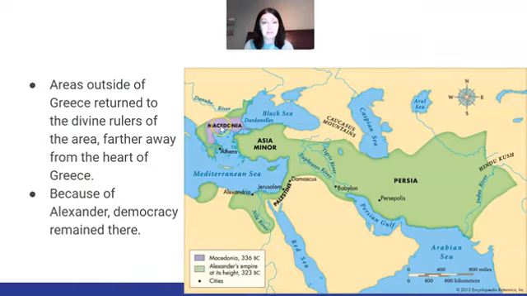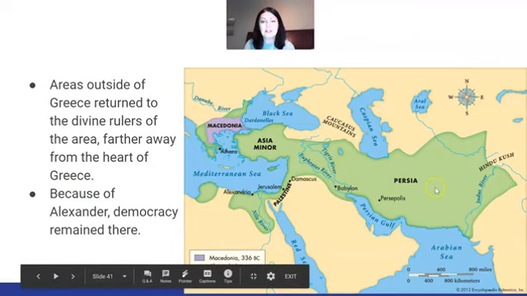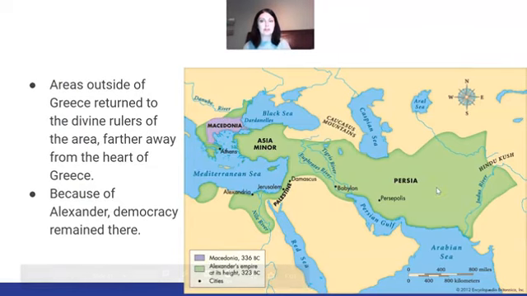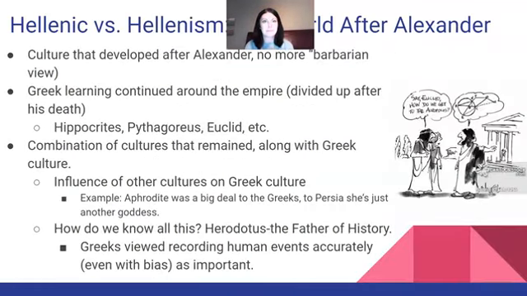So you can see here, this is everything. Macedonia was where he's originally from. Everywhere here, you can see those Greek ideas, that Greek learning spread with him. And you can see, even if the ideas don't spread, the architecture and the art will spread with it and mix in. And because Alexander appreciated Greek culture, that idea of democracy will not die.